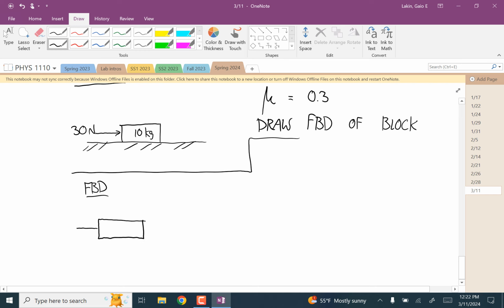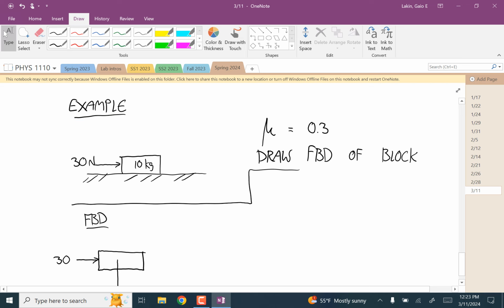Well, we know there's a 30 Newton force applied here. There's a weight force straight down of 10 times 9.81, so that's 98.1 newtons. Okay, and now, I actually forgot something really important here.